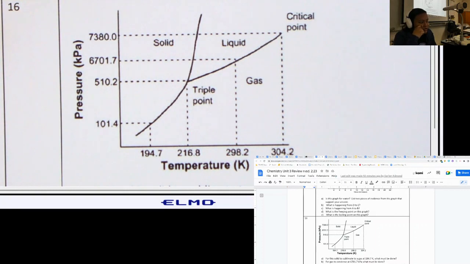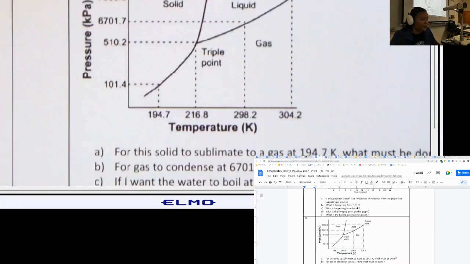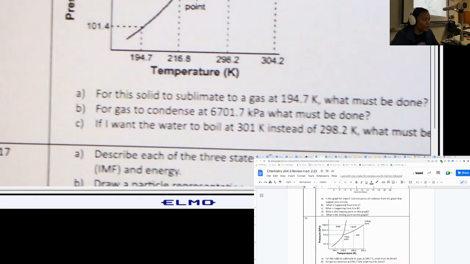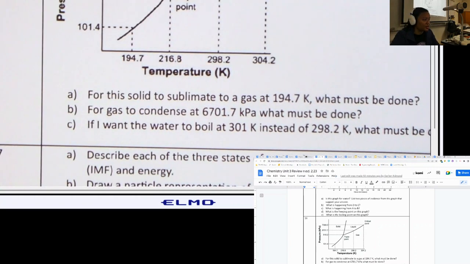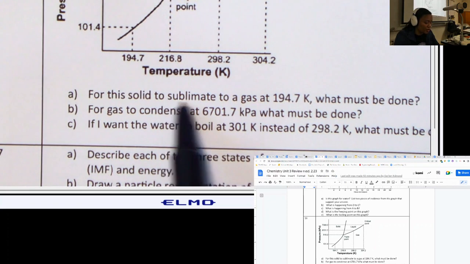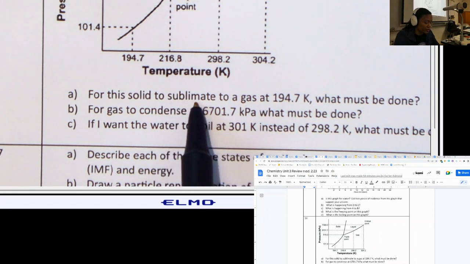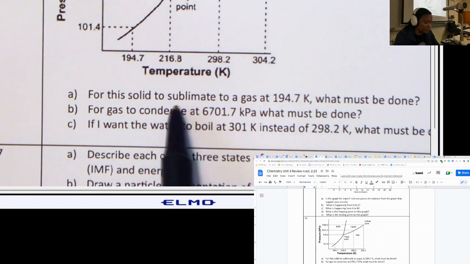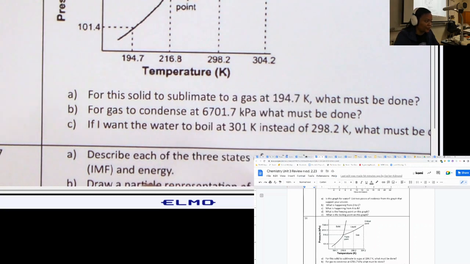So for number 16, looking at the triple point graph, the questions are taking a look at A. For this solid to sublimate to a gas at 194.7 Kelvin, what must be done? All right, so sublimate is where you're changing a solid directly into a gas. You are bypassing a liquid.